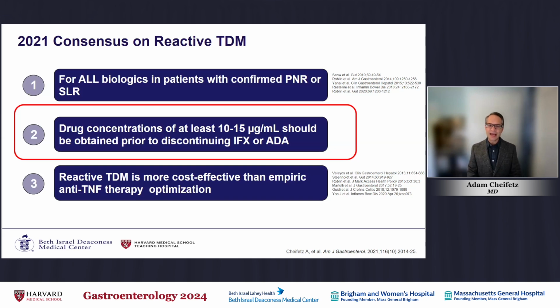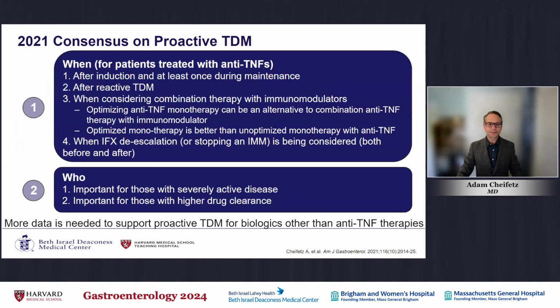And I point out again, this really should be done for patients with primary or secondary loss of response. In this consensus statement, we actually said it would be for all biologics. As I mentioned, I think it's most important for anti-TNFs, and particularly with those anti-TNF therapies, please, for adalimumab and infliximab, don't give up on this drug until you've attained drug concentrations of greater than 10 to 15. And this is probably more for patients with more complicated disease, such as perianal disease.